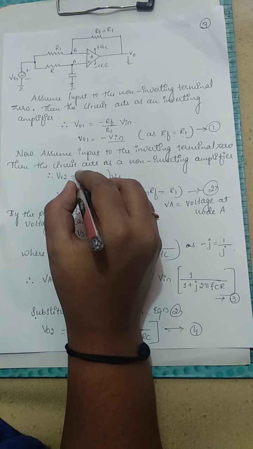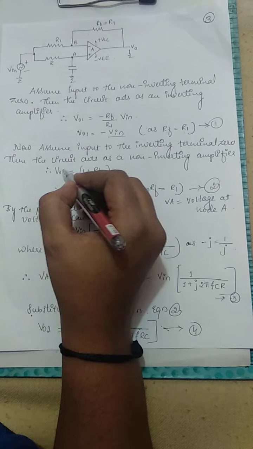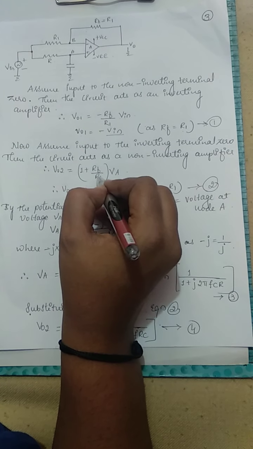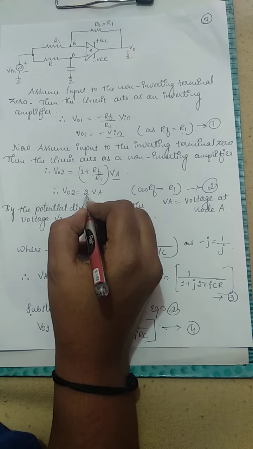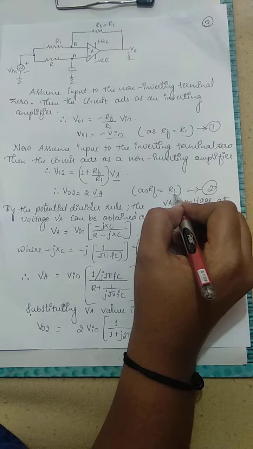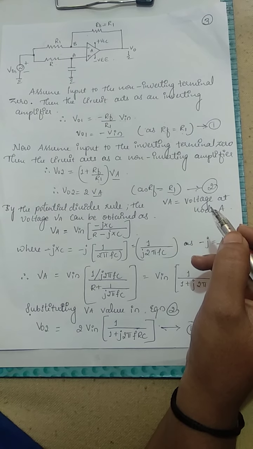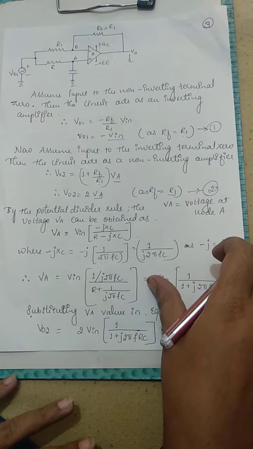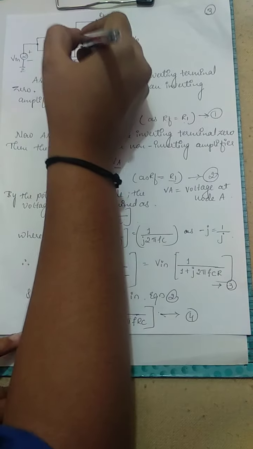Then the circuit will act as a non-inverting configuration. That is V02 is equal to 1 plus RF by R1 into VA. So that is V02 is equal to 2 into VA, because RF is equal to R1. As we know from the potential divider rule, VA indicates the voltage at node A.